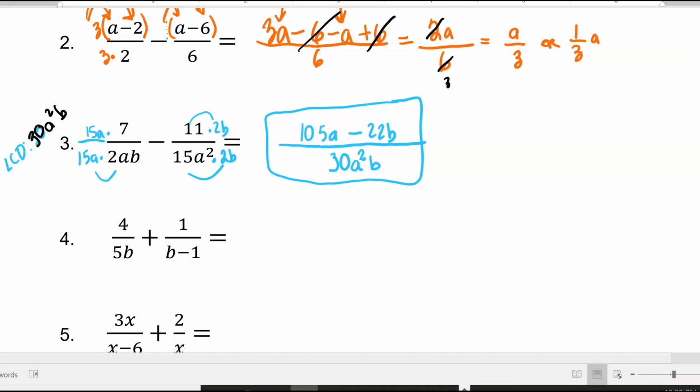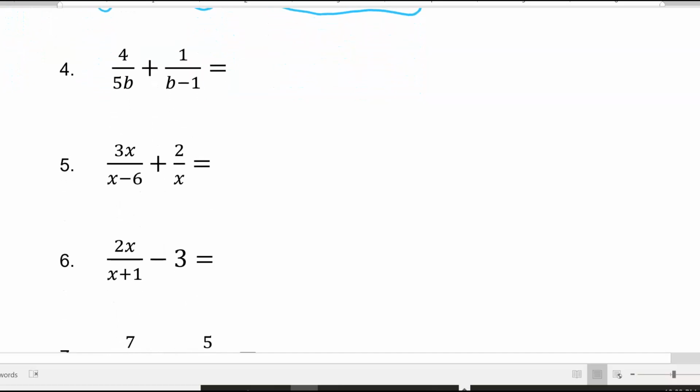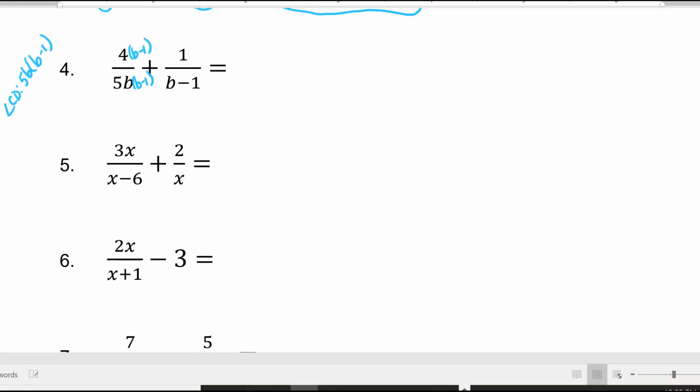Moving on to number 4. We can't do anything so that 5B looks like B minus 1 or vice versa. So the LCD here is simply multiplying them both together. So the LCD here would just be 5B times B minus 1. That's the only way we can get them to look exactly alike. So on the left side, we'll multiply it by B minus 1, and of course, we need to do the numerator the same. And on the right side, we need to multiply by 5B.